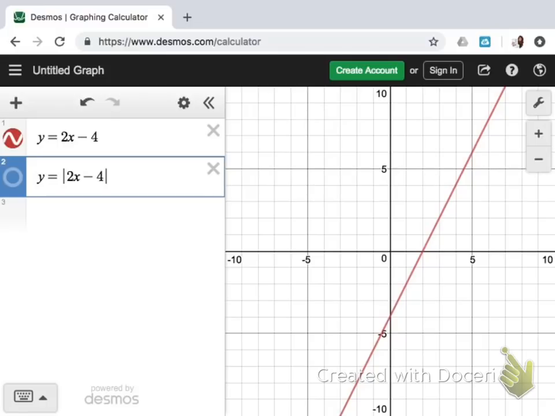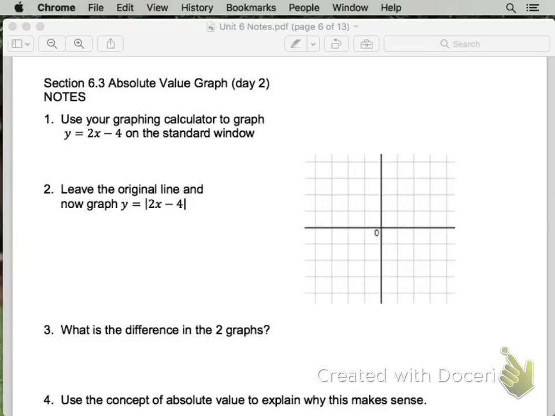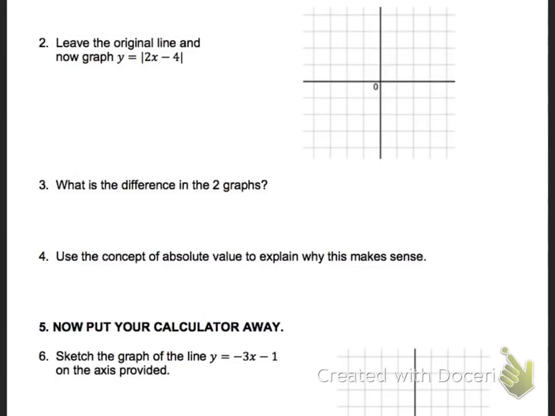So I'm going to add that. Take it away. And I want you to write a few things that you notice about the two graphs. So the difference between the line and the absolute value. I'm going to go ahead and draw that for you. So the purple is just the line, and then the green would be the absolute value.